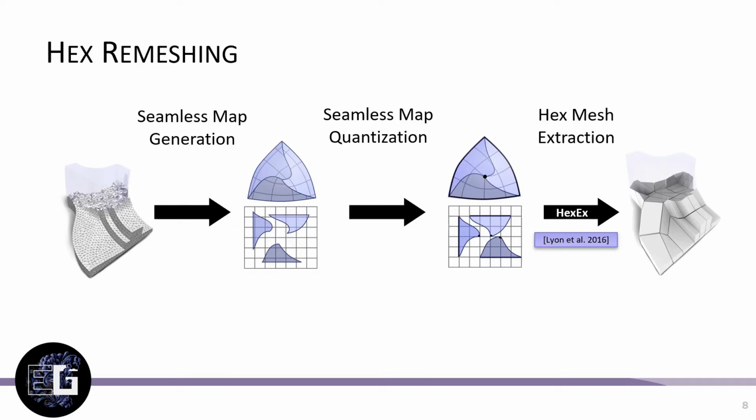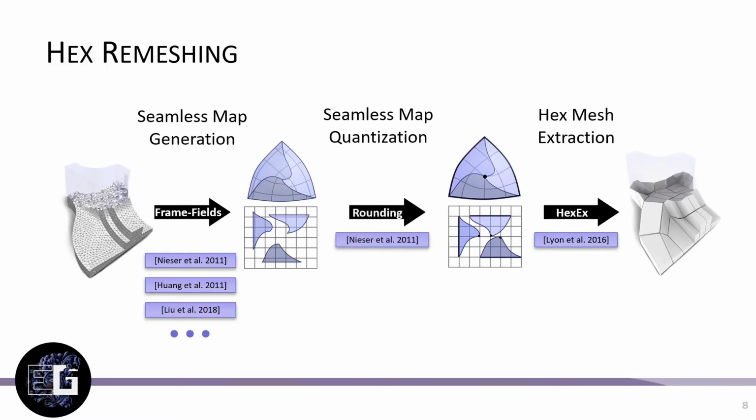The seamless map generation step is more intricate, and a lot of research was and is still being conducted on finding robust solutions. The quantization step, however, has been neglected since its first treatment by Niese and colleagues. In their paper, the authors suggest greedily rounding the relevant coordinates. However, this approach is prone to produce rounding conflicts, which eventually lead to defects in the output. Now, how can this be circumvented?